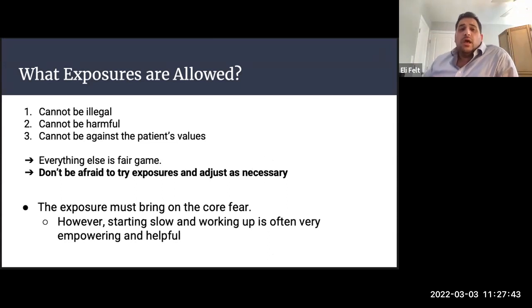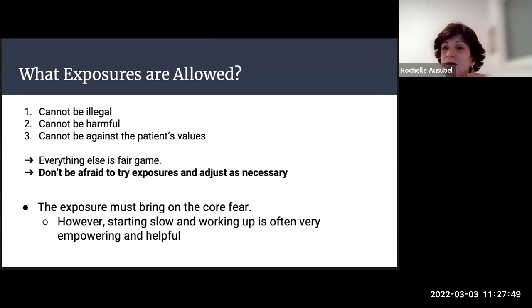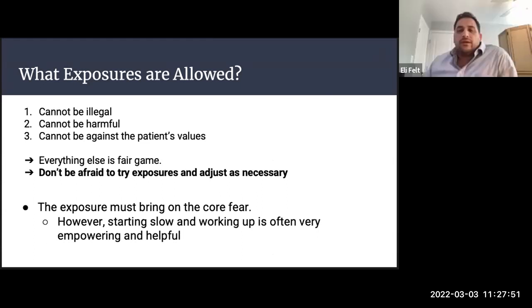So for instance, if you have someone who believes that it's inappropriate to see certain things that they would consider against their values, right? Your exposure would never be to go see that thing or watch that thing or engage in that thing, even though theoretically it may or may not have been a good exposure, but it's off limits because it's against their values.